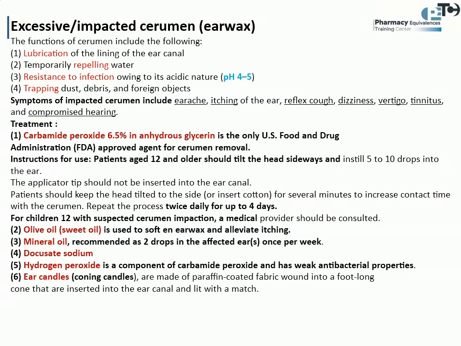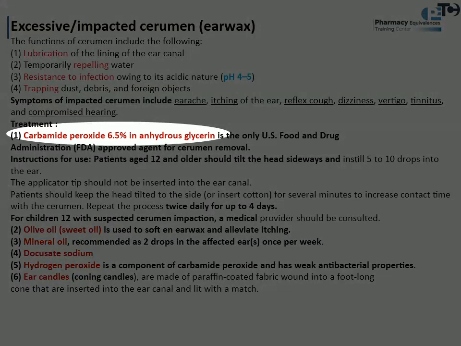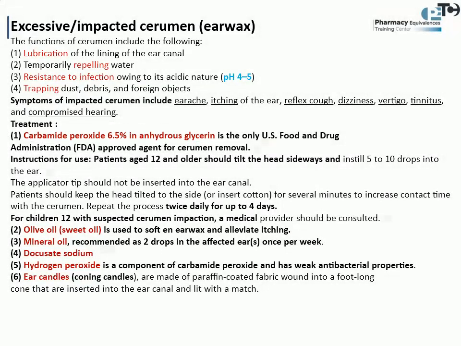So we need to remove this excessive earwax from the ear by using some products, but the only FDA-approved product is carbamide peroxide 6.5% in anhydrous glycerin, and there are some instructions for the use of this product. First one is the age of the patient. It must be over 12 years old, and you can instill 5 to 10 drops into the ear. This is the second instruction: the applicator tip should not be inserted into the ear canal.